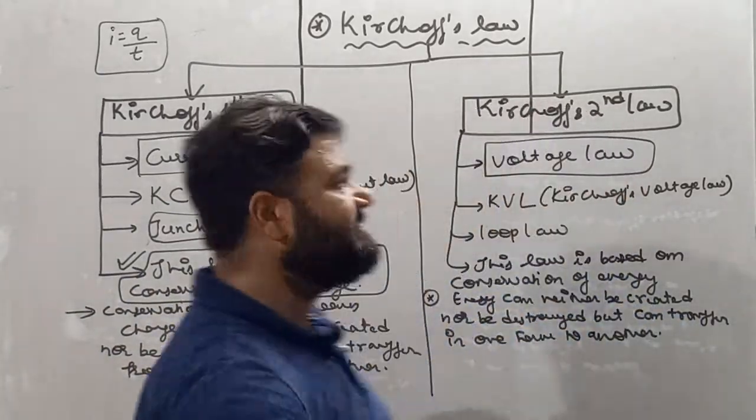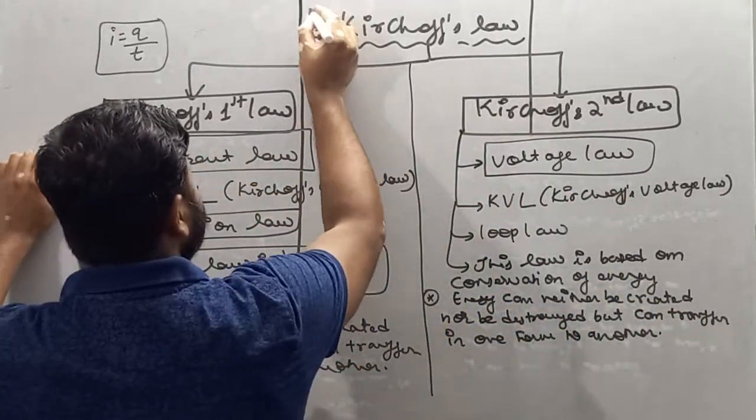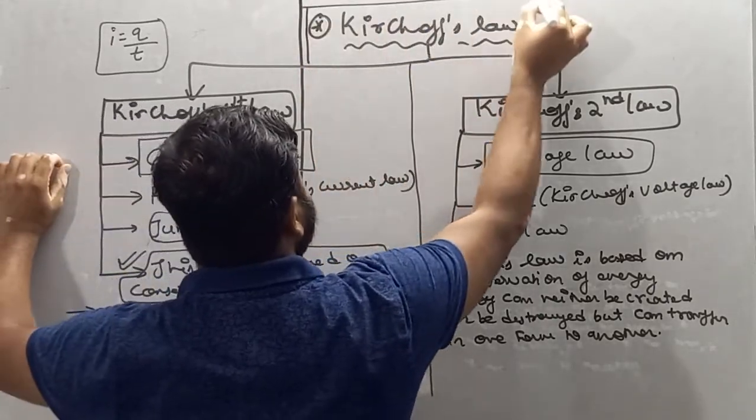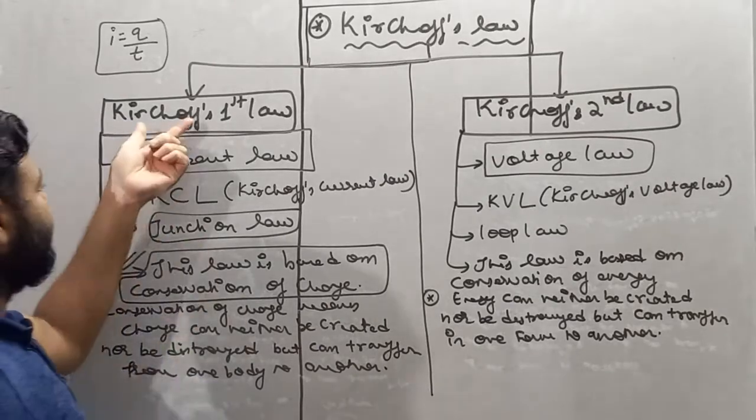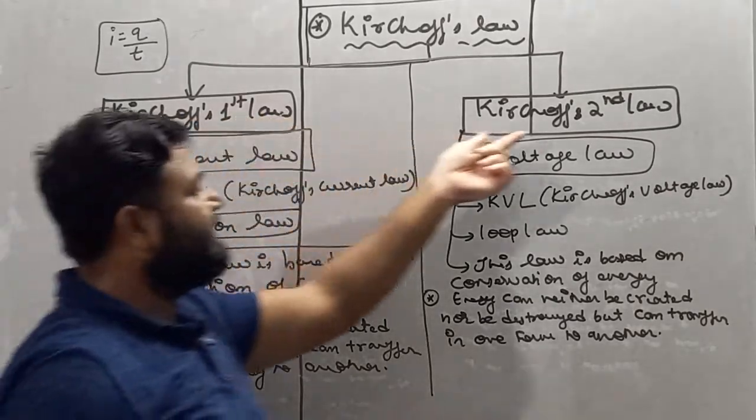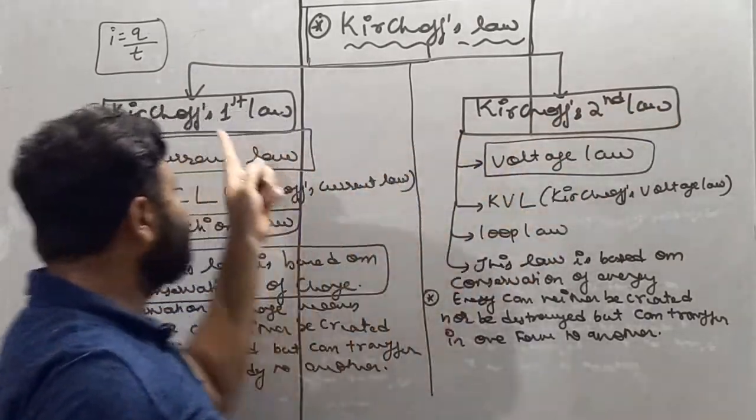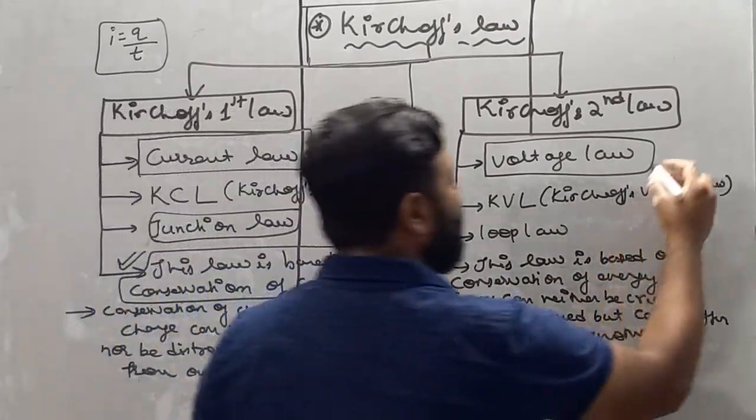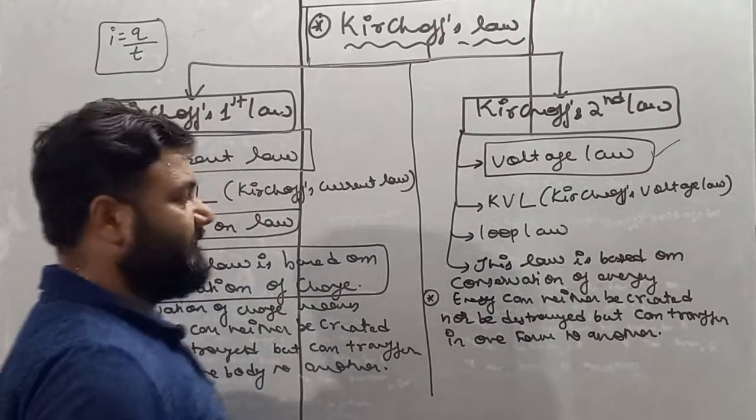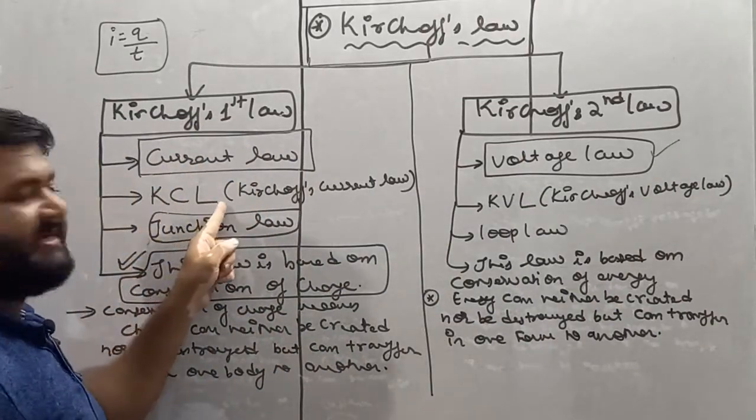I am repeating once again, my dear student. Kirchhoff gave two different laws: Kirchhoff's first law and Kirchhoff's second law. The first law is also called the current law. Similarly, the second law is also called the voltage law. The first law is said to be KCL.